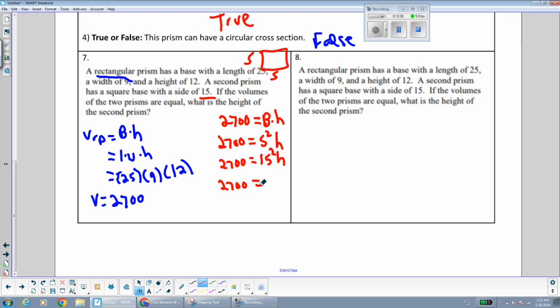And 15 squared is 225. And to get h by itself, we're just going to divide both sides by 225. And we get that the height is 12.